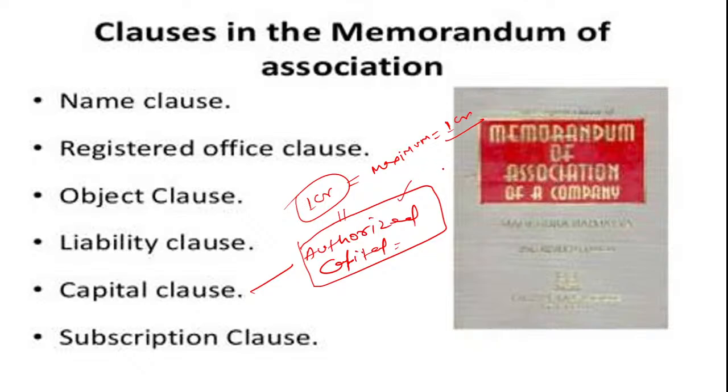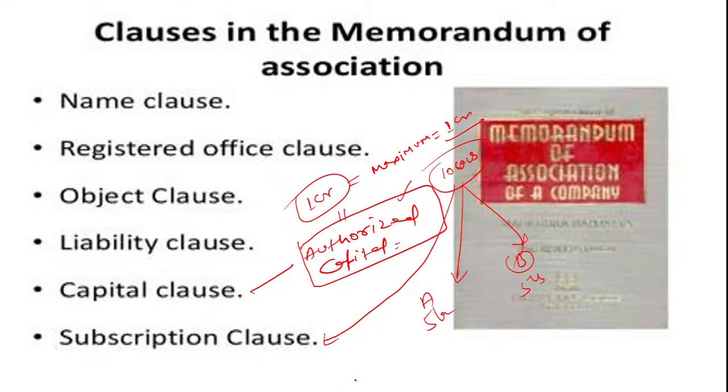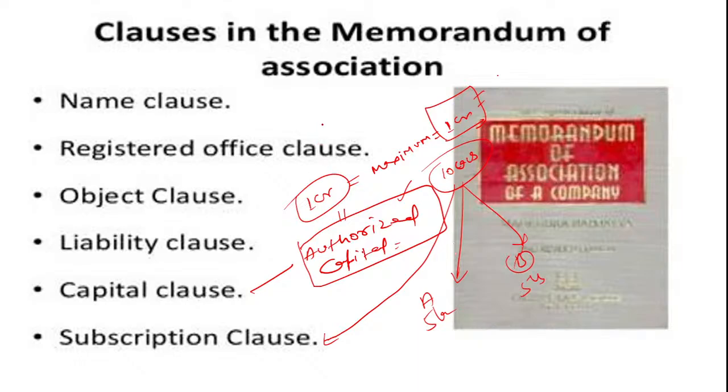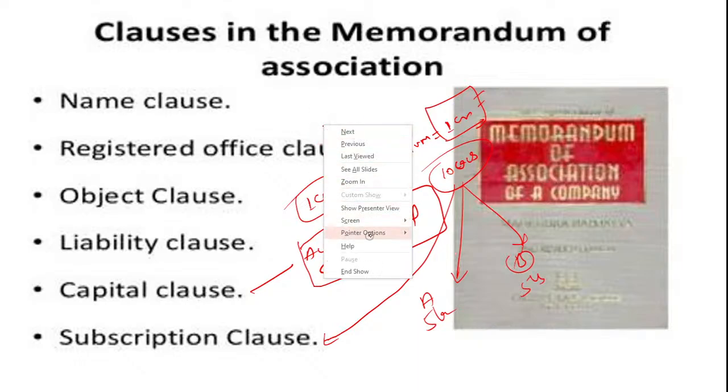So initially chances are there that the company has been floated with an investment of just 10 lakh rupees. That 10 lakh rupees may be from two directors, director A 5 lakh and director B 5 lakhs. That will come in the subscription clause. So the company can infuse into the business up to 1 crore, but initially they have raised only 10 lakh rupees. That will come in the subscription clause.